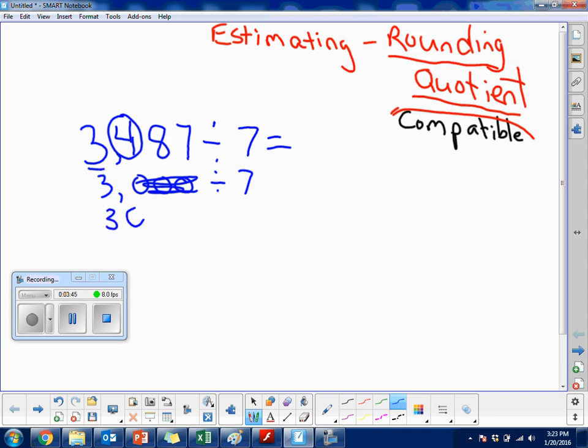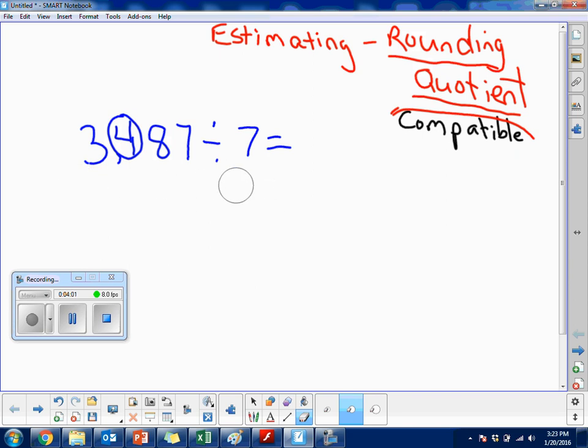So let's try 30 divided by 7. Still can't do it. 300 divided by 7, can't do it. So these numbers are not compatible. It's always our first step to see if our numbers are compatible or not. So then, if we can't do that one, we know the 3 is not going to work. Let's see if the 4 works.